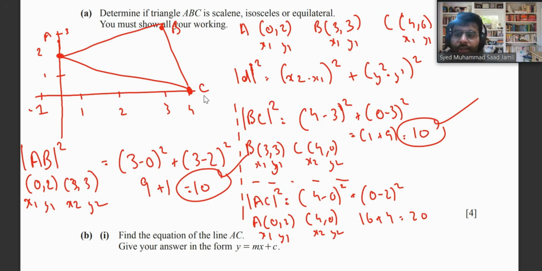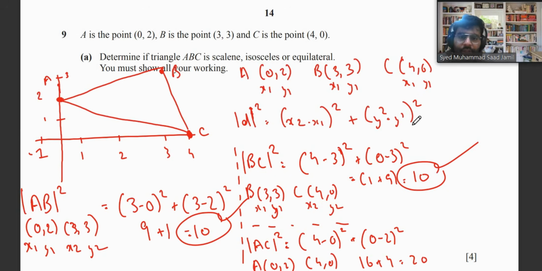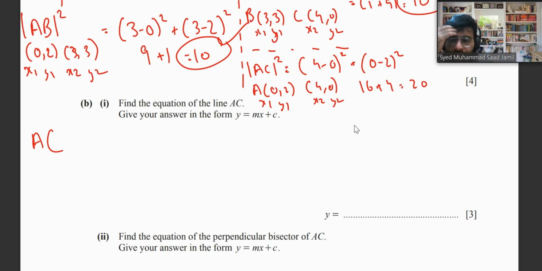Okay. Next question says find the equation of the line AC. So look, just write down the coordinates first. A is 0 comma 2. AC, sorry, my bad.